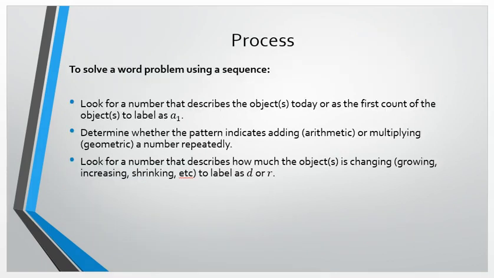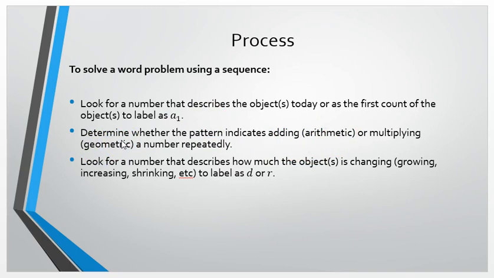You will have a few word problems in this section, so I just want to give you some general tips and ways to identify which variable equals which number. The first thing you should do is look for a number that describes the object today, or maybe they'll say something about in the beginning or at the first count of some number. Whatever the case is, if you see something that seems to be happening in the beginning, that would be your a sub 1 term. Next, you want to look for terms that would indicate whether you have an arithmetic or a geometric sequence. So see if they seem to indicate that it's growing at a certain rate.